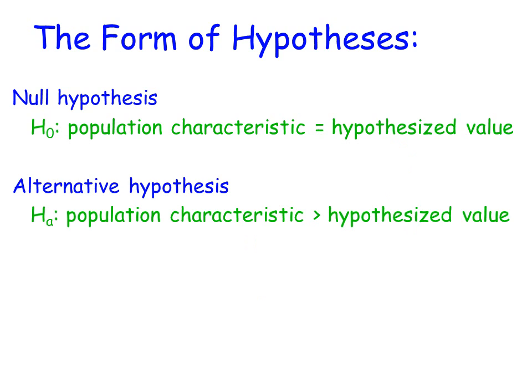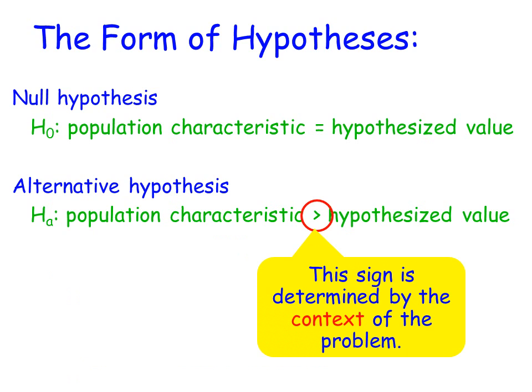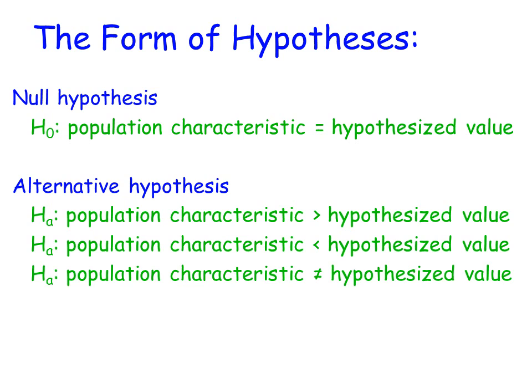Our alternative hypothesis looks like this. We have the population characteristic, the same exact symbol we used in our null hypothesis, but it could be greater than the hypothesized value. Notice these two symbols are the same, and the hypothesized value is also going to be the same. Whether it's going to be greater than or less than is determined by the context of the problem. Our alternative is that our population characteristic is less than the hypothesized value. Or lastly, we may not know which direction, and so we just say not equal to.